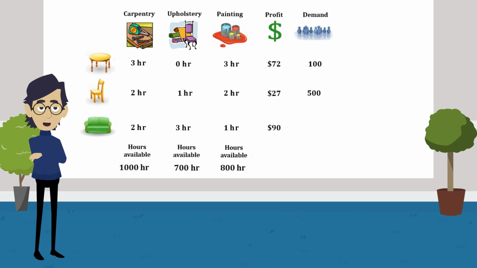Weekly, there are 1,000 hours available in the carpentry department, 700 hours in upholstery and 800 hours in painting. On the other hand, since many customers who purchase tables also want to purchase chairs, an extra requisite is that the number of chairs produced must be at least twice as much as the number of tables produced.